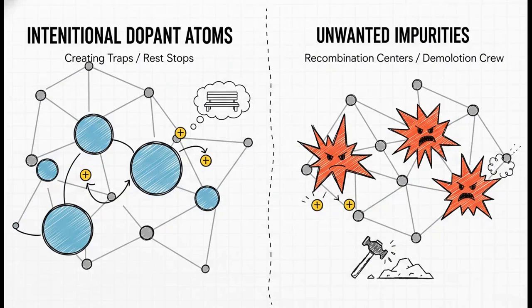And here's the really crucial part. We can control this. The dopant atoms that we intentionally add to the silicon to build transistors usually act as traps, as those rest stops. But other impurities, the ones we really don't want in there, like an atom of gold or copper, oh, they are incredibly effective recombination centers. They're basically the demolition crew of the microchip world.